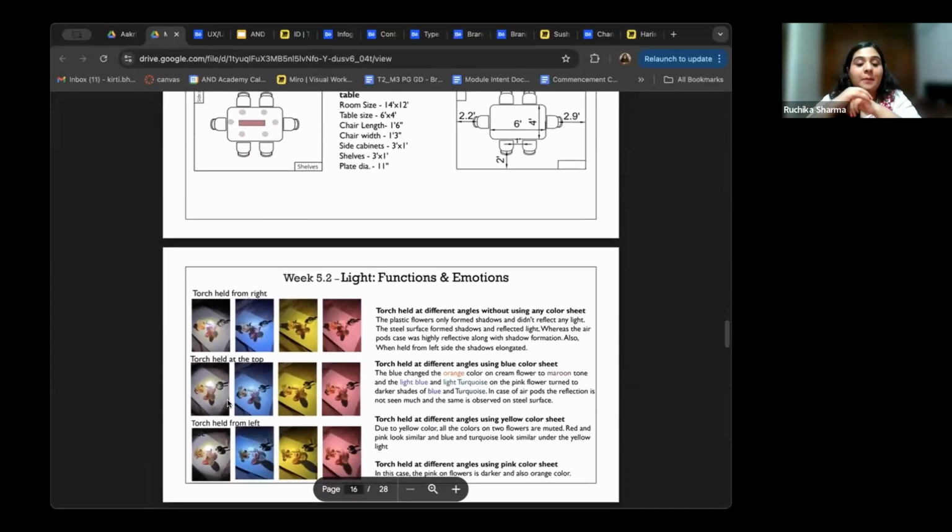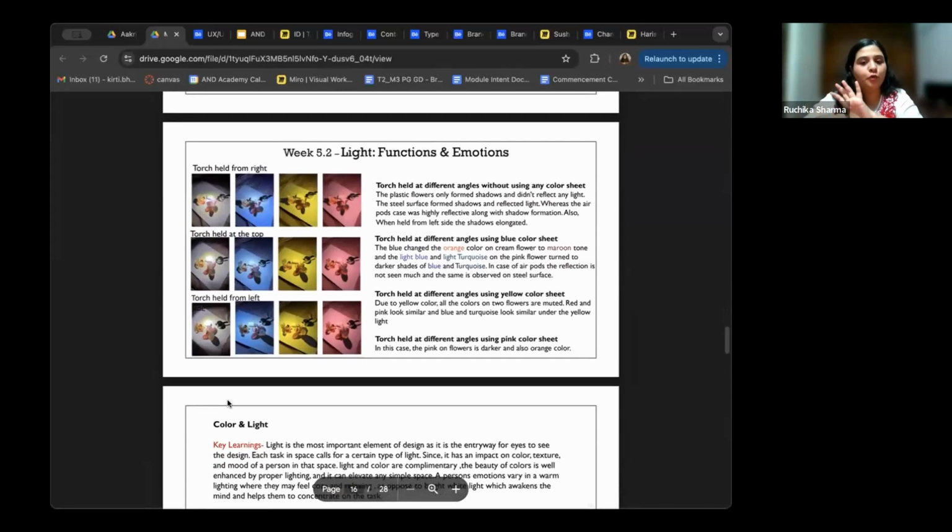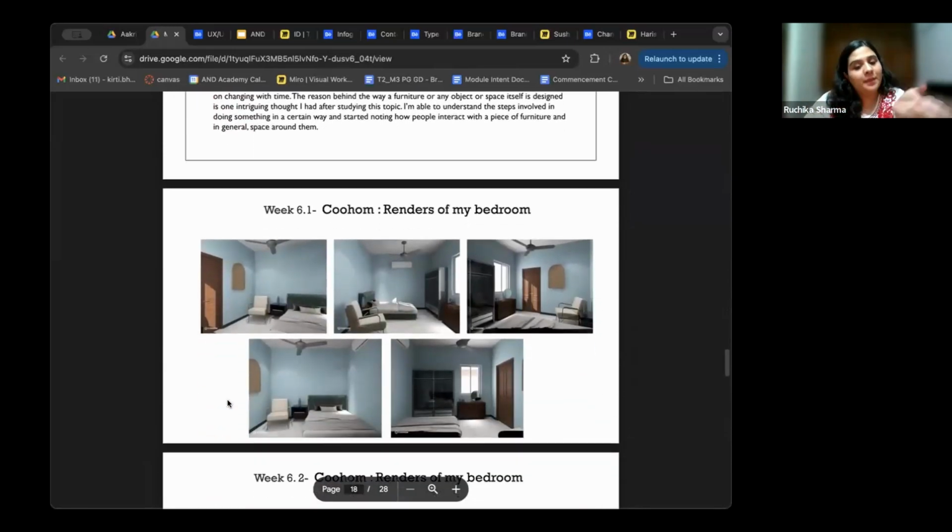Then they learn about light in detail, they learn about color in detail. Kirti, we can go now. We can go lower to the residential project, I think. Or maybe you will have to speak.